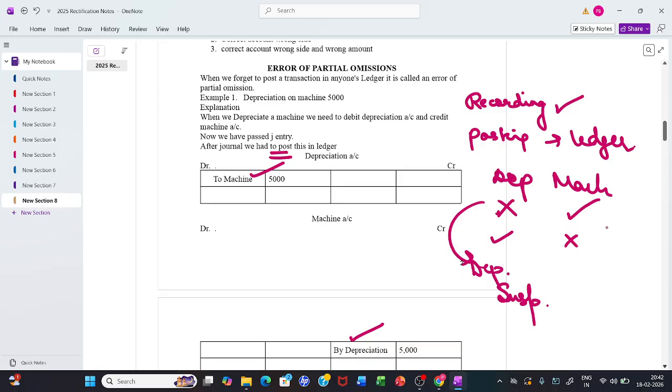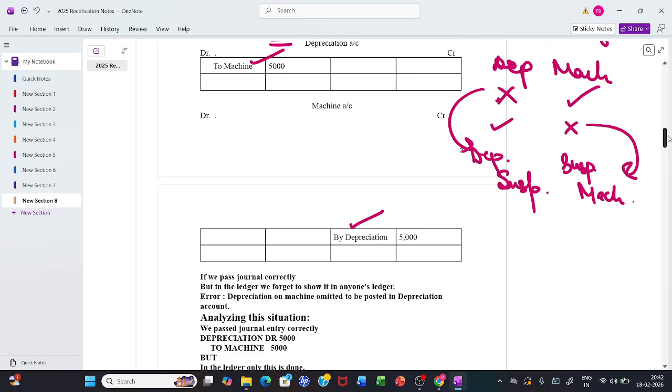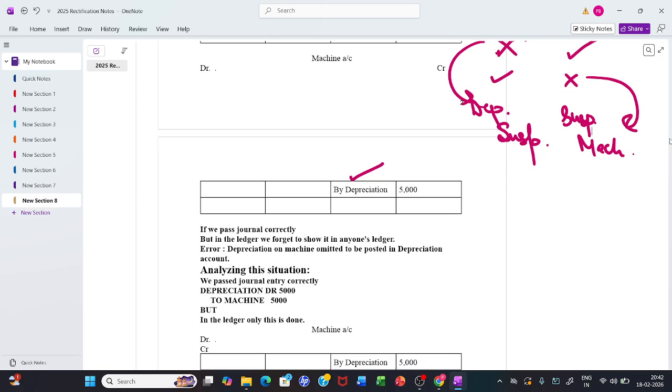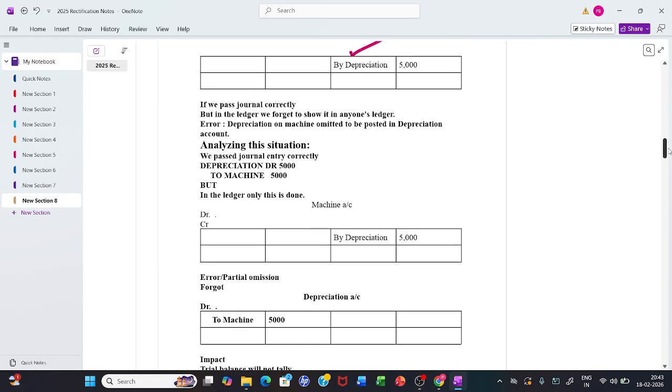So what do I do? I take help of suspense. But if it was omitted to be credited, that means not shown in machine account, credit machine. I cannot debit depreciation, that I have already done. So I take help from suspense account. Suspense gets debited, machine gets credited. This is an error of partial omission, forgetting at one particular place. Now, which place is this? How you have forgotten, you need to understand from the wording. And to understand, first your journal has to be strong. You need to know what the correct entry is.